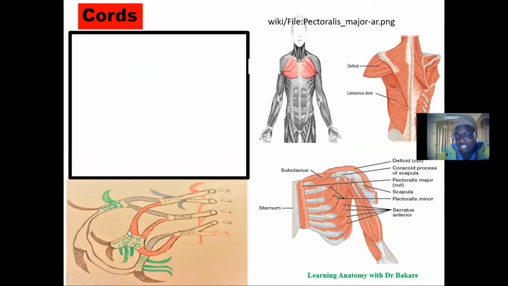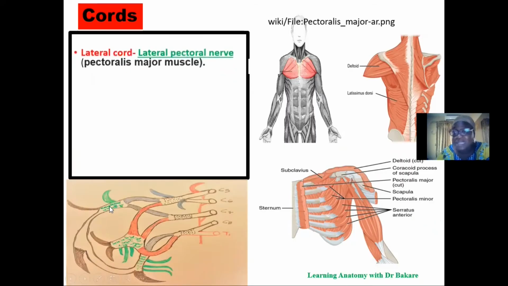Around the cord region, this is the cord region highlighted in green, we have the emergence of also a number of branches. But let's start with the lateral cord. In the lateral cord, we have the emergence of the lateral pectoral nerve. This is the lateral pectoral nerve, and this nerve supplies the pectoralis major.